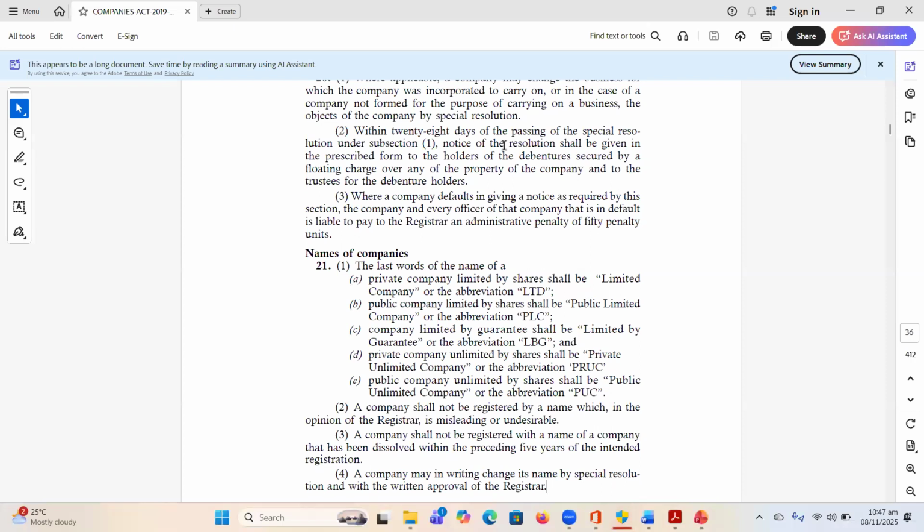Yeah, so let's keep that in mind. Where the name is misleading, certainly it will not be accepted. A similar thing happened in the case of R against Registrar of Companies, ex parte Bowen. You've also made that case before, ex parte Bowen.